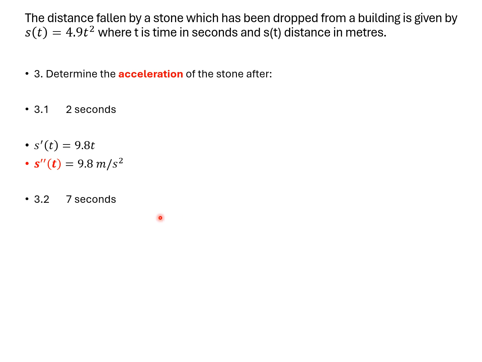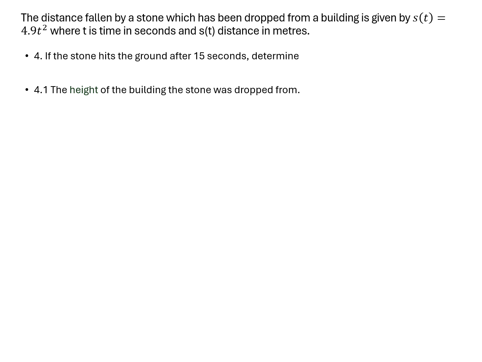If I said 7 seconds, again, first derivative gives me 9.8t, and my second derivative stays 9.8 meters per second squared. So as you can see, my acceleration due to free fall will always be 9.8 meters per second squared on average, based on gravity, because it's falling due to gravity.